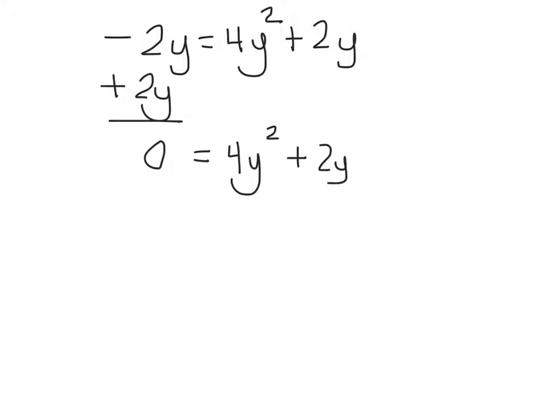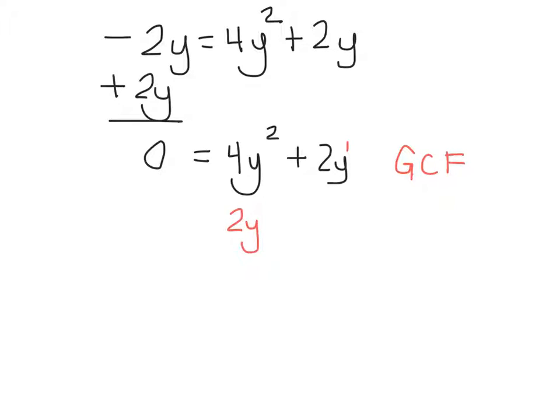Now I know I need to use this method of getting everything equal to 0 because I know it's going to involve factoring. So now I look at what is on the right side of my equal sign and I want to find a greatest common factor. What divides into both 4y squared and 2y? Well, 4 and 2 are both divisible by 2, so that's the greatest common factor of my coefficients. And y squared and y to the first are both divisible by y to the first.